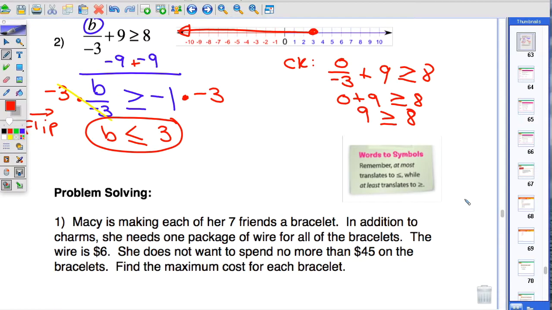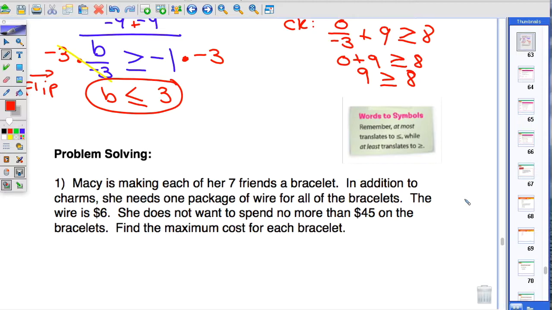On the little box off to the right, it says words to symbols. Remember, at most translates to less than or equal, while at least translates to greater than or equal. Problem solving. Macy is making each of her 7 friends a bracelet. In addition to charms, she needs 1 package of wire for all the bracelets. The wire is $6. She does not want to spend more than $45 on the bracelets. Find the maximum cost for each bracelet.